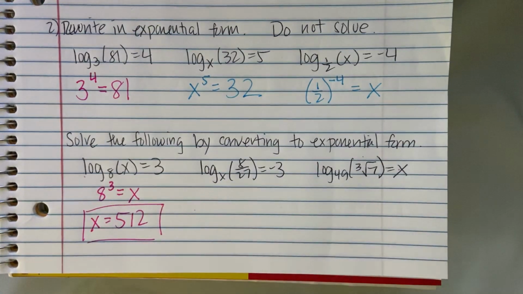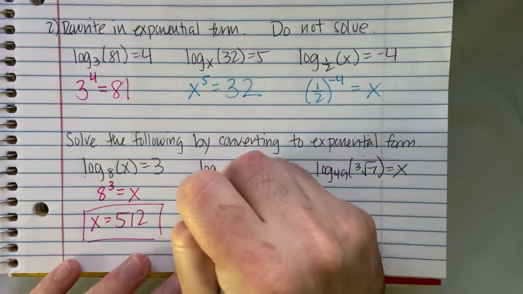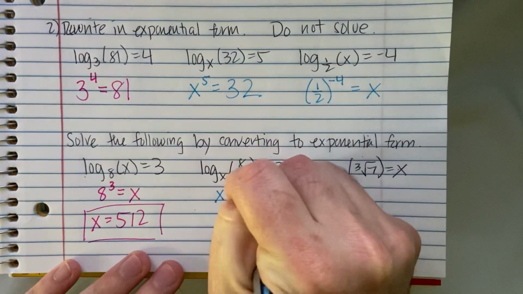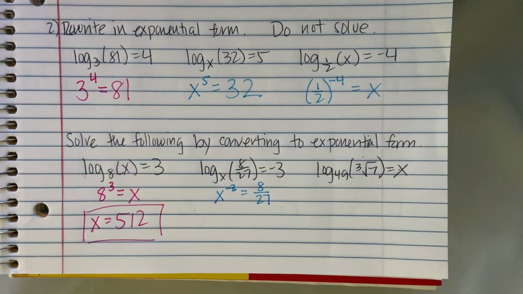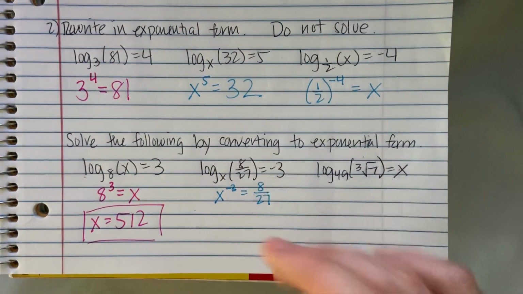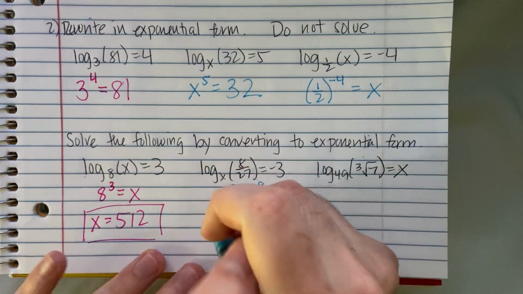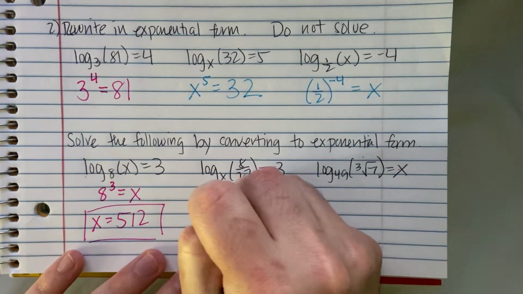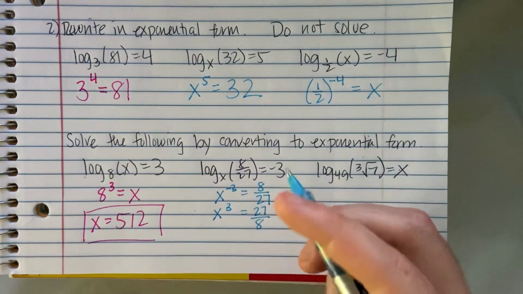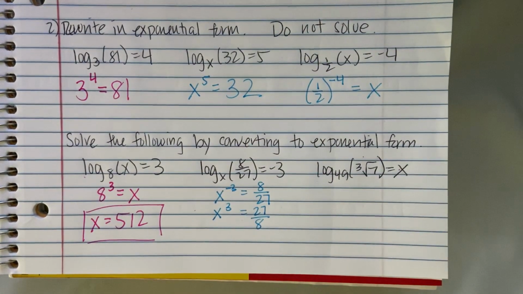Log base x of 8/27 equals -3. We rewrite it, x to the -3rd equals 8/27. Now, if we don't like negative powers, I'm going to show you a trick. To get rid of the negative power, we can flip the side opposite our variable. So that means x to the 3rd equals 27/8 instead of 8/27. Normally we would flip it on this side, but because of cross multiplication, it ends up just flipping the other side if you're trying to get the x by itself.